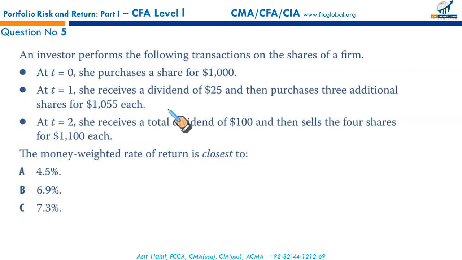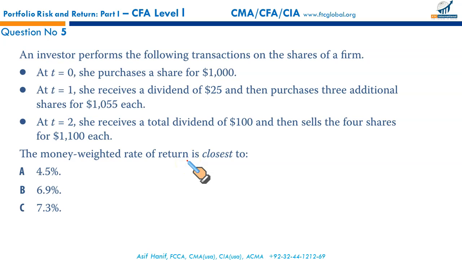Next, an investor performs the following transactions on the shares of a firm. At T0, she purchases a share for $1,000. At T1, she receives a dividend of $25 and then purchases 3 additional shares for $1,055 each. At T2, she receives a total dividend of $100 and then sells the 4 shares for $1,100 each. The money weighted rate of return is closest to.